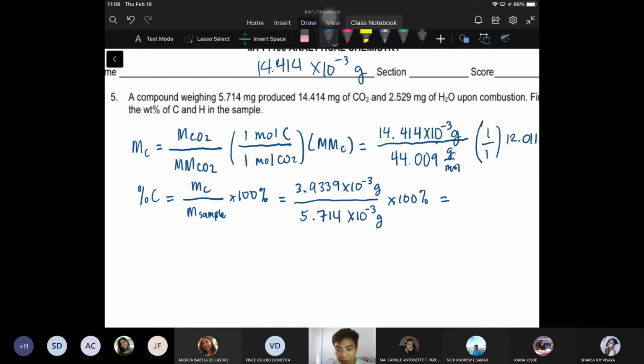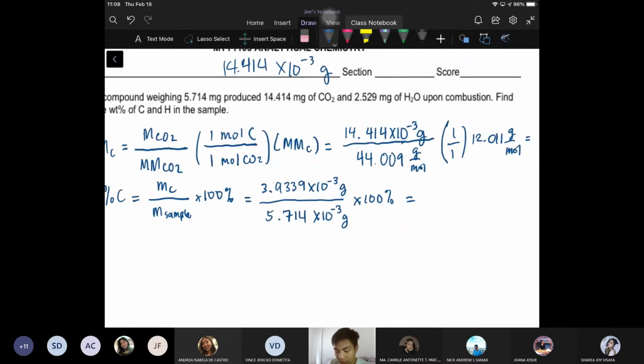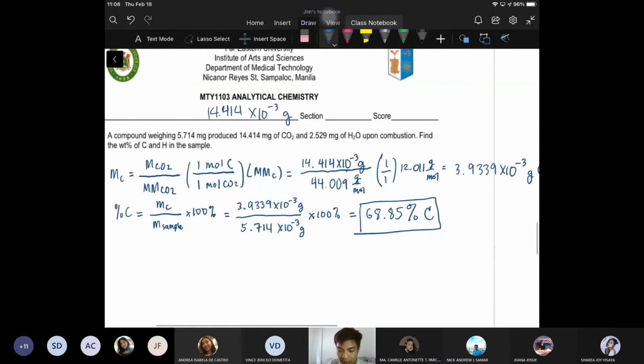Okay. So express our answer in 2 decimal places na lang, kasi percent na to eh. So, okay, ang sagot will be 68.85% carbon. Okay? So that's how we solve for the percent carbon when doing volatilization method.